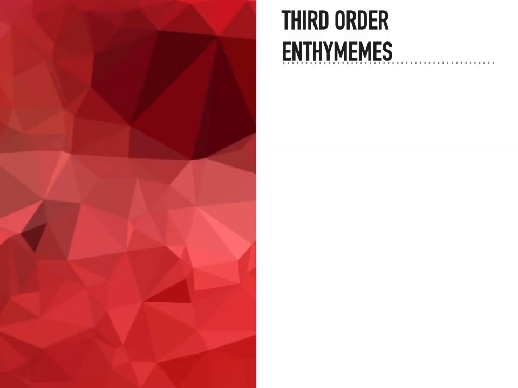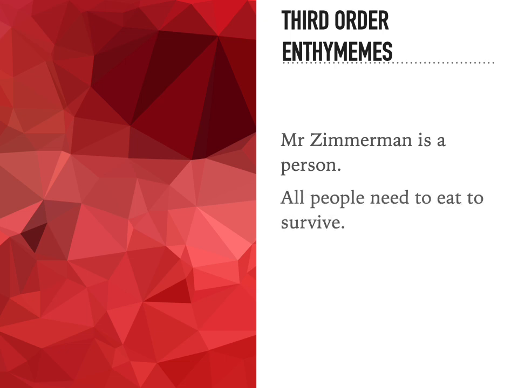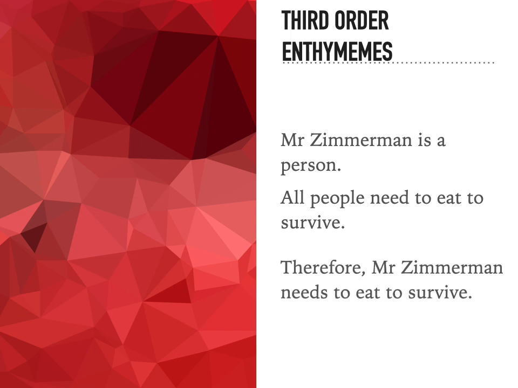Third order enthymemes, these are enthymemes where the conclusion is missing. We have another word for this in English. Sometimes we call it innuendo. I'm implying something. An example would be like this. Mr. Zimmerman is a person. All people need to eat to survive. Therefore, Mr. Zimmerman needs to eat to survive. I'm implying this, that this thing must be true.